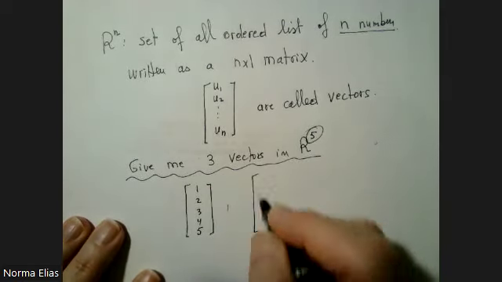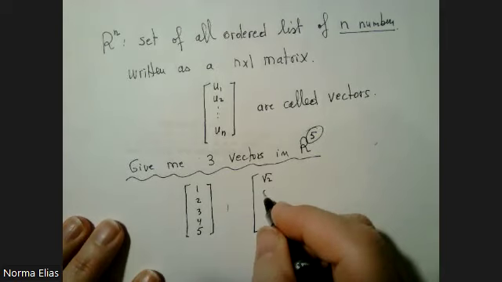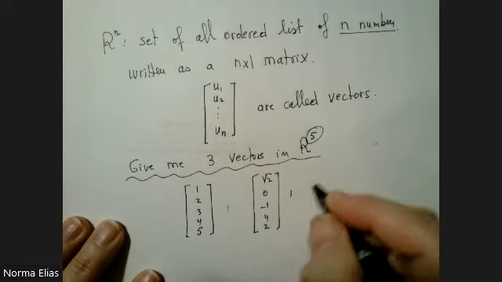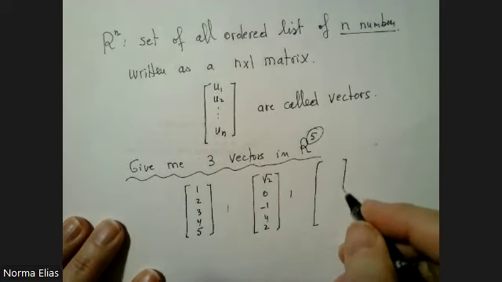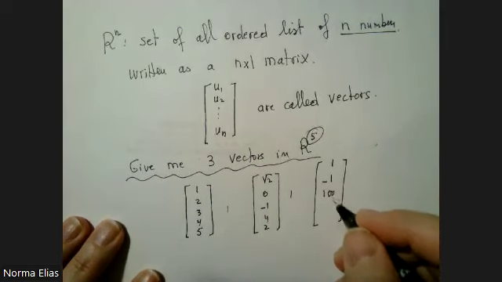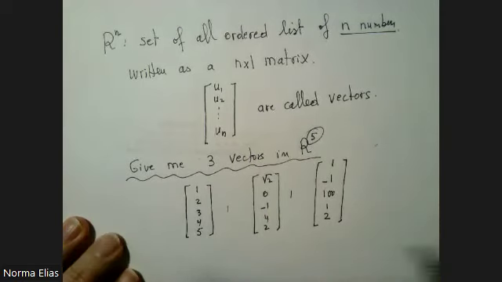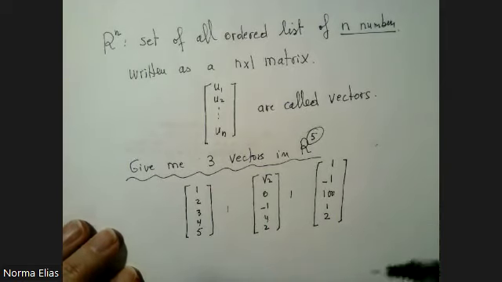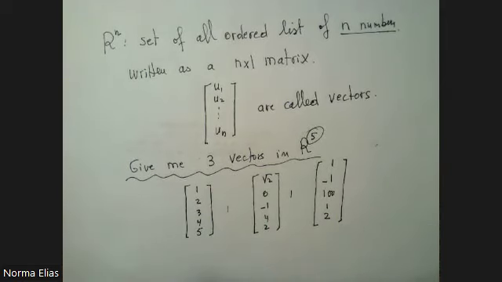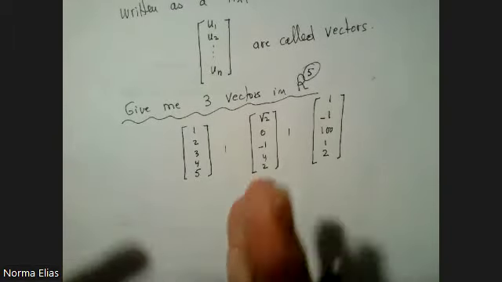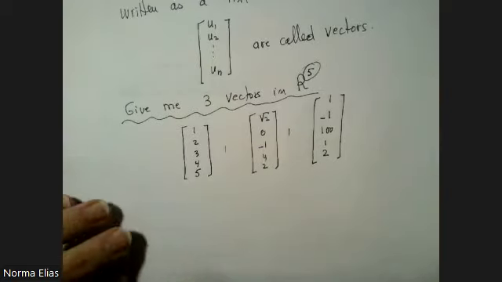Another one, just give me anything. Square root of 2, 0, minus 1, 4, 2. And so on and so forth. 1, minus 1, 100, 1, 2. So these are vectors in R5. So R5 for us is nothing more than a list of 5 numbers. All right. Now, algebraically, that's what R5 is.